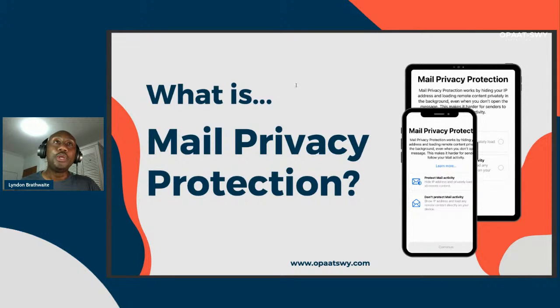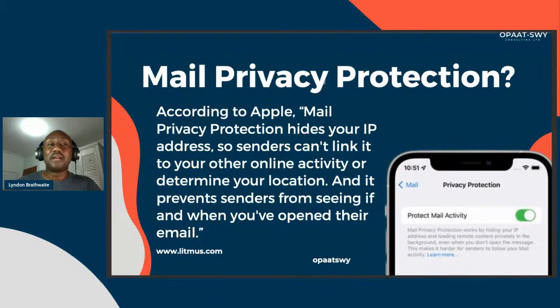But we're looking at what is mail privacy protection that was launched last week Tuesday. According to Apple, and this is actually coming from litmus.com, it hides your IP address so senders can't link it to other activity or determine your location, and it prevents senders from seeing if and when you've opened your emails.